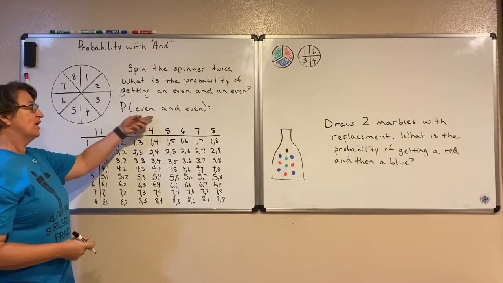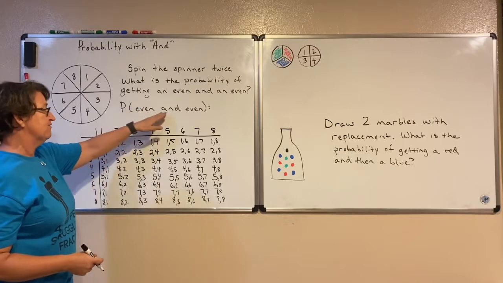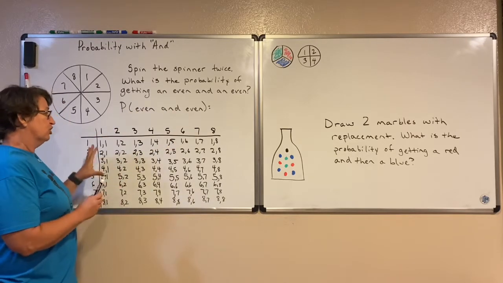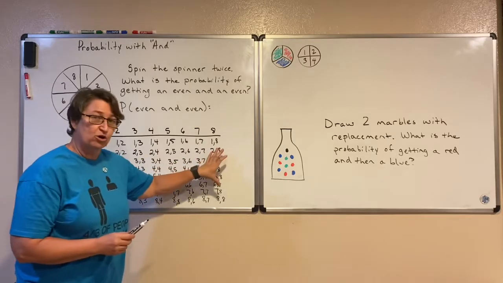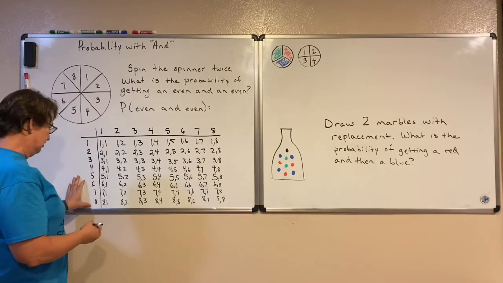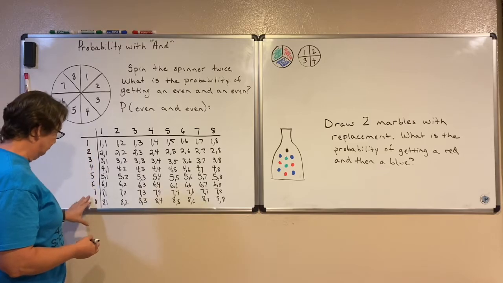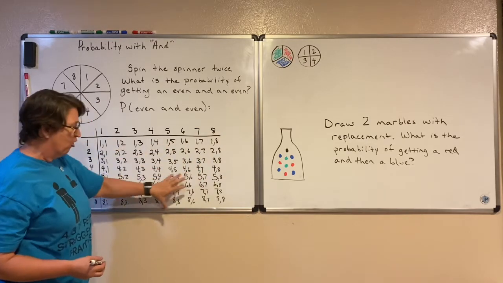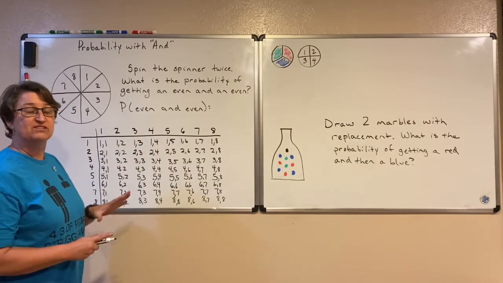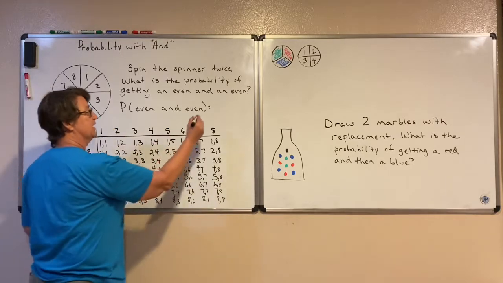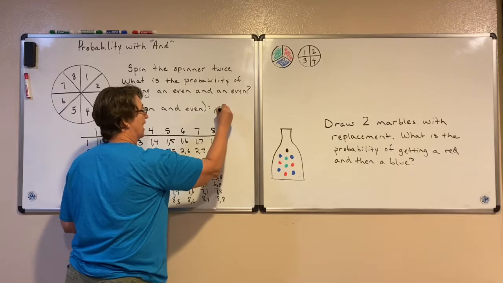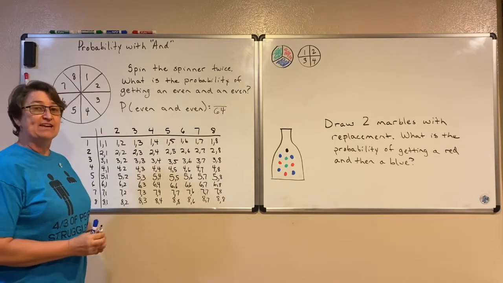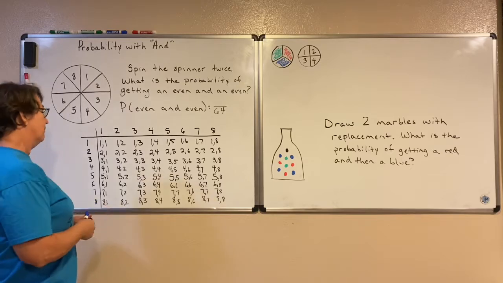And we want to know the probability that I get an even and an even. Well, first of all, let's look at the total number of outcomes. The way we do that is we just say there are 8 rows this way and 8 columns that way. So if I were to count all of them, there would be a total of 64. 8 times 8 gives me 64. That's my denominator.